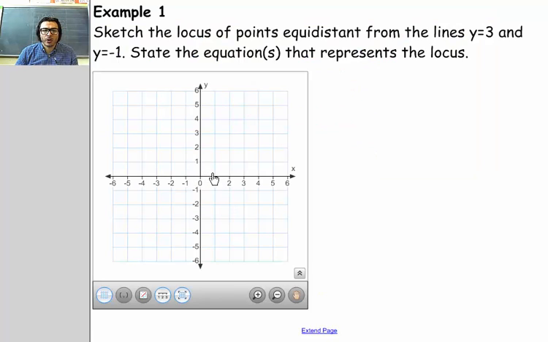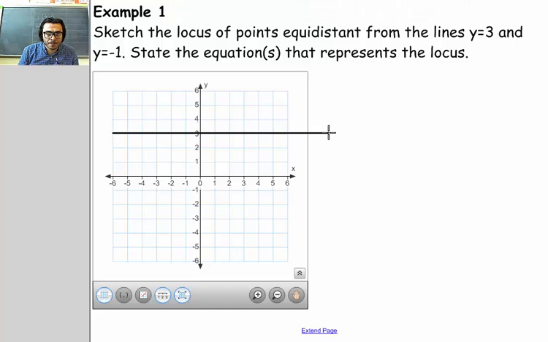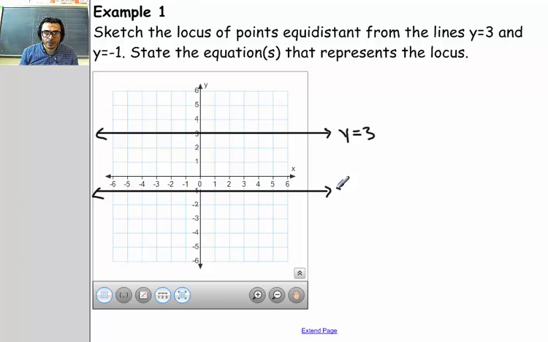So let's look at example 1. It says, sketch the locus of points equidistant from the lines y equals 3 and y equals -1. State the equation that represents the locus. So let's begin by plotting the given lines. You're given the line y equals 3 and you're given the line y equals -1. So those are the given lines. This is y equals 3, of course, and this is y equals -1.